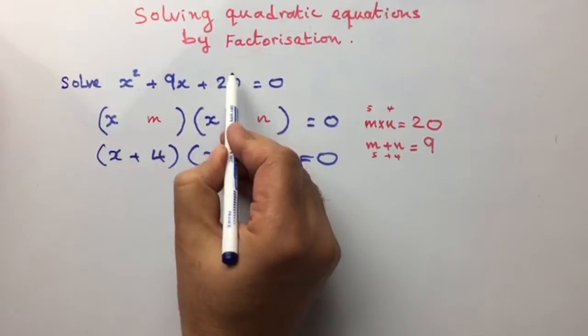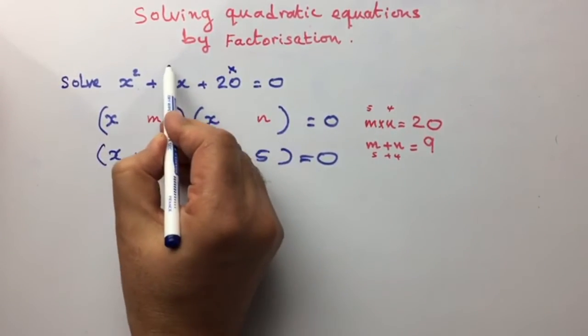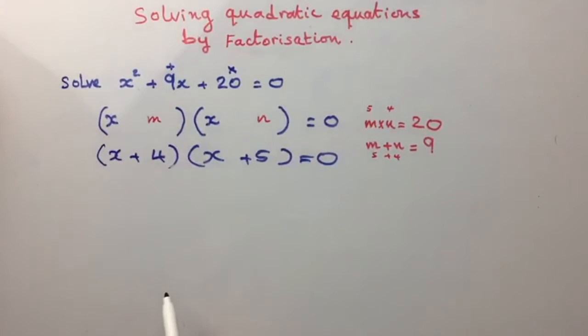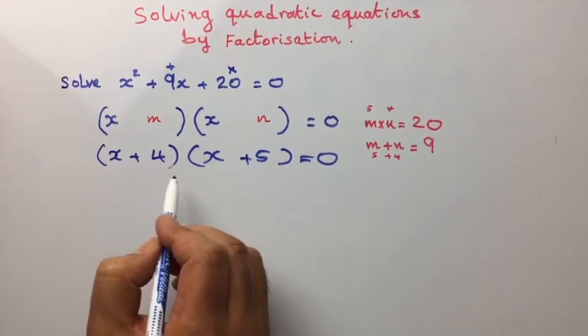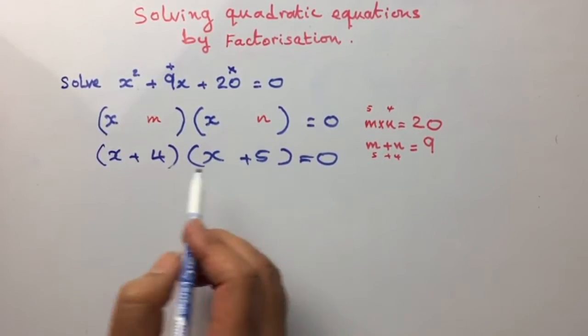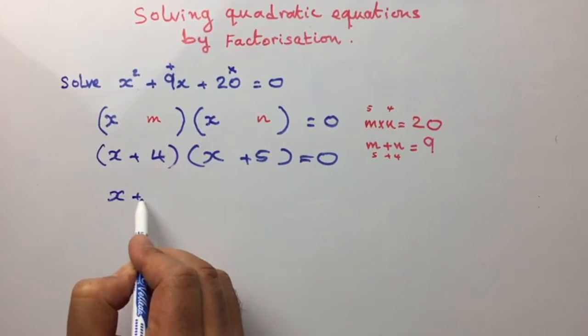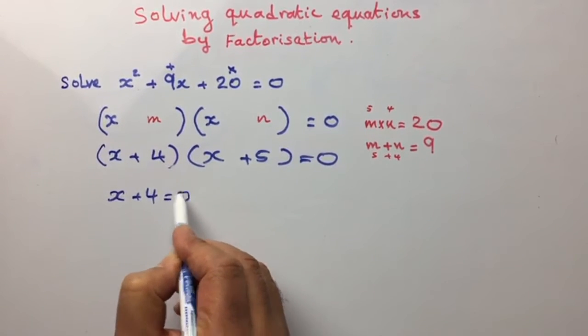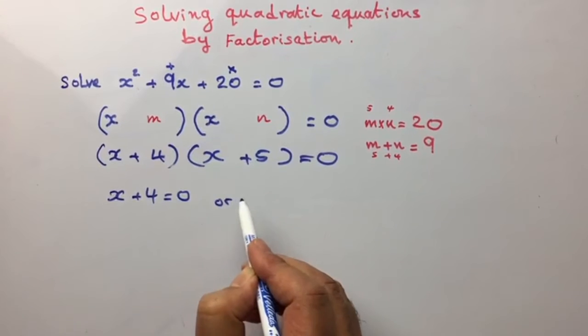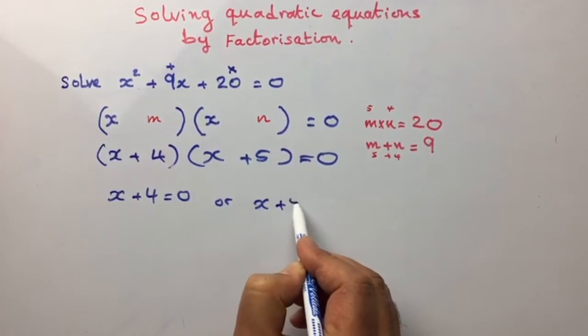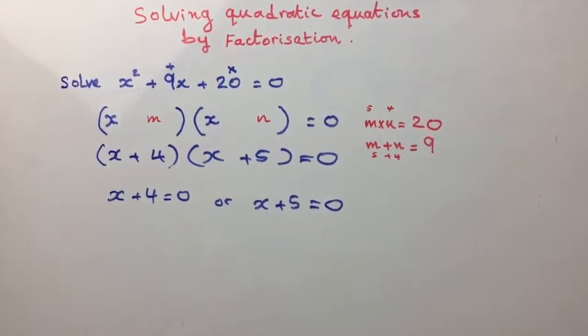So remember, you always have to find the two numbers. When you multiply them, you get 20, and when you add them, you should get 9, this number. And then put each bracket equal to 0. So I do x plus 4 equal to 0, or x plus 5 equal to 0.